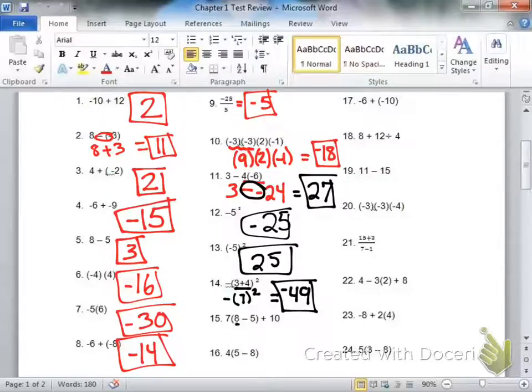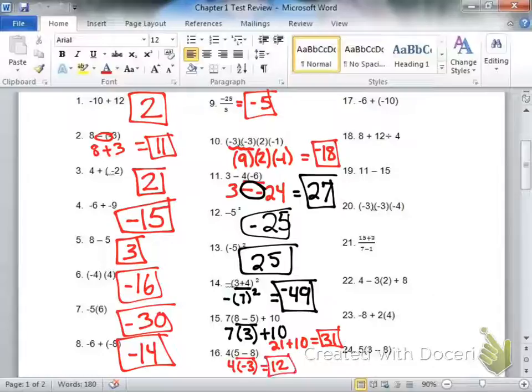Order of operations on the next one, we have to do parentheses first. So I have 7 times. When I subtract, I get a 3. Then we multiply. What's 7 times 3? 21. And what's 21 plus 10? 31. So that answer is 31. Number 16. I have to do parentheses first. What's 5 minus 8? What is 4 times negative 3? So that one's negative 12.